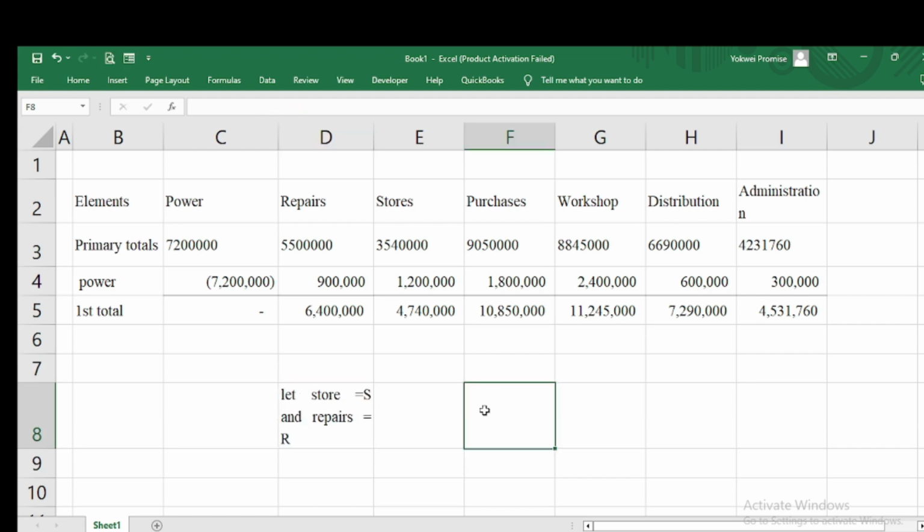Right. So if our store is equal to S and our repairs R, it means that we'll have the equations. The first equation will be R, repairs, equal to this total, which is 4,740,000. That's the total for 6,400,000 plus Y.